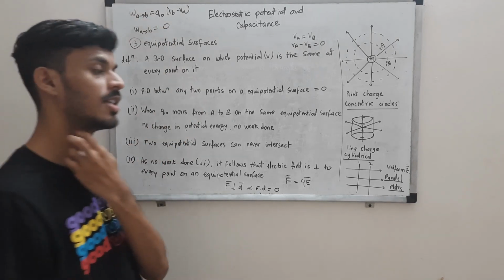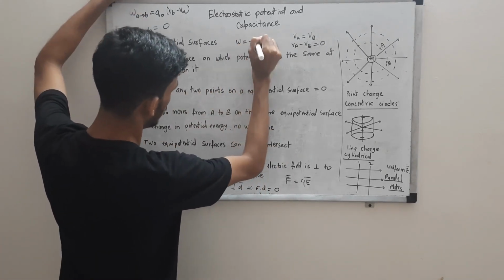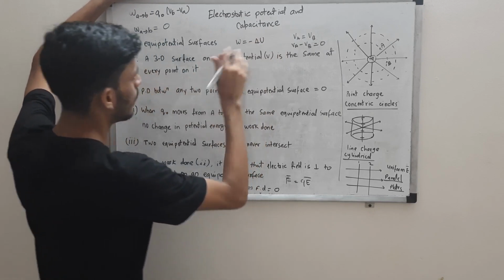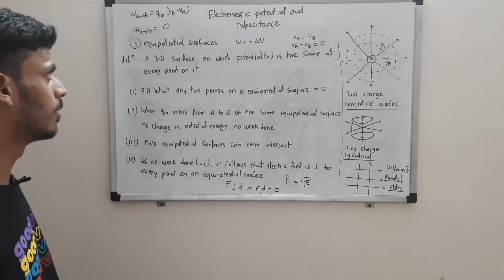Since work done is 0 and electric force is conservative, you can express work as minus delta U, minus the change in the potential energy. Work is 0, hence the change in potential energy will also be 0.